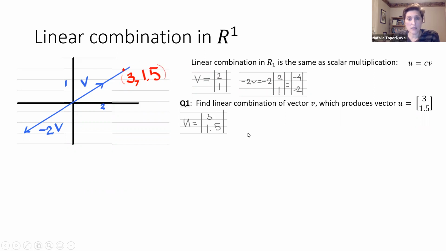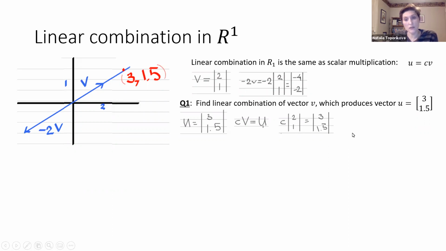Okay, let's start with our vector and the basic definition. cv is equal to u. You will see me using the definition a lot. I think it's a good habit to always start a mathematical problem with a definition. Okay, so now let's use numerical values for our vectors v and u. Our c we don't know, we want to find it, but our vector v is (2, 1), and our vector u is (3, 1.5).